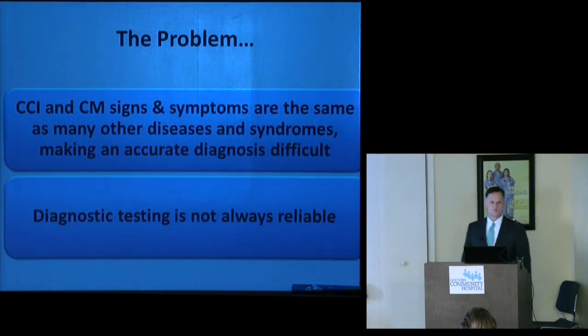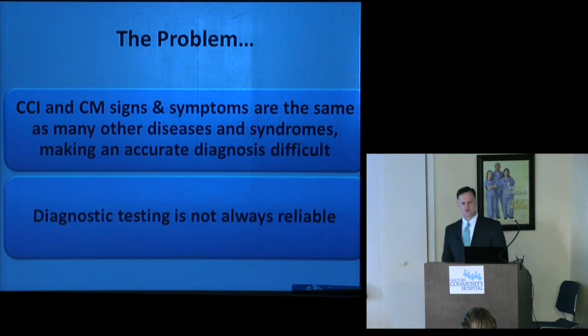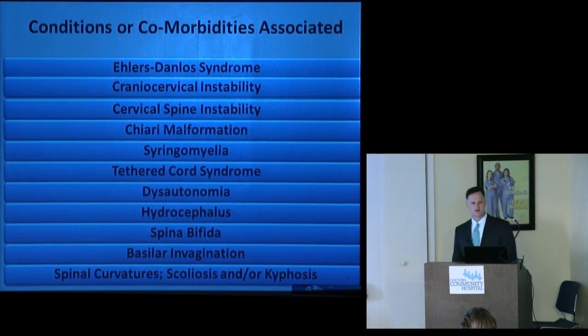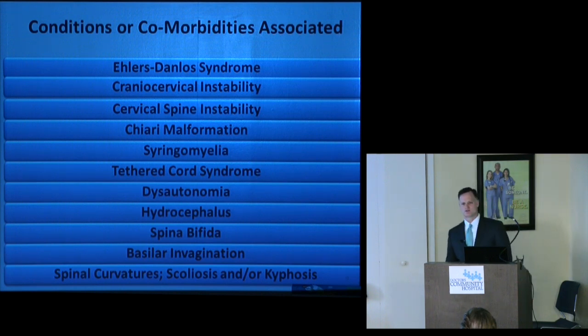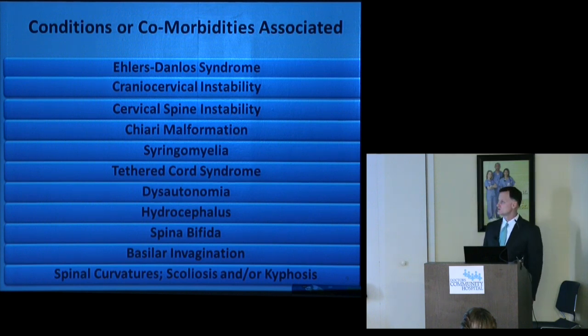The problem is, with craniocervical instability and Chiari malformation, the signs and symptoms are the same as many other diseases and syndromes, making it difficult to accurately diagnose you. These are some common conditions and comorbidities associated with a Chiari malformation: Ehlers-Danlos syndrome, craniocervical instability, cranial cervical spine instability, Chiari malformation, syringomyelia, a tethered cord, dysautonomia, hydrocephalus, spina bifida, basilar invagination, and abnormal spinal curvatures such as scoliosis and kyphosis.